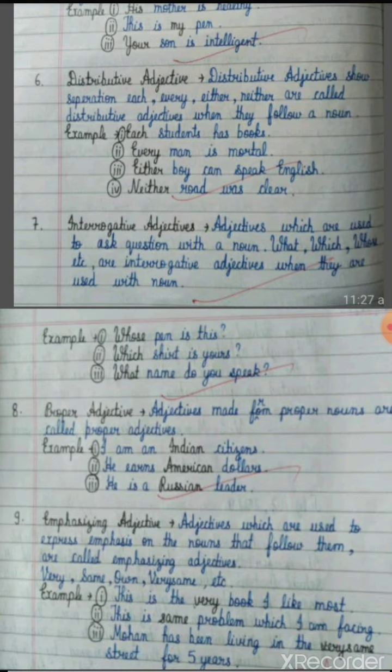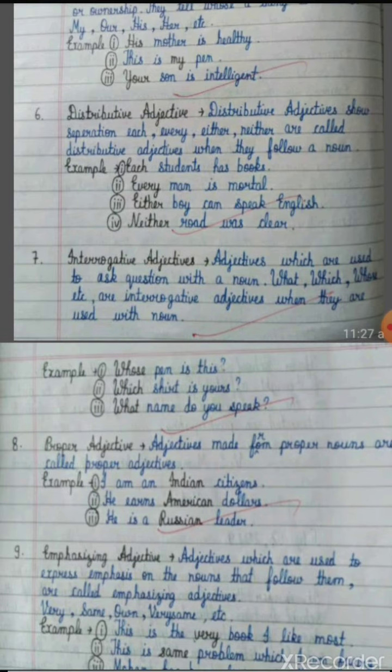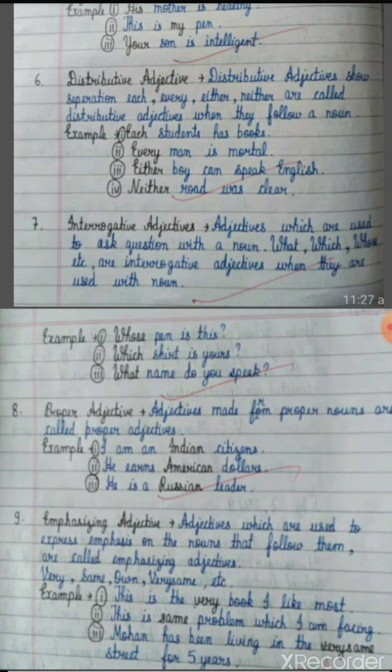Every man is mortal. So every man is mortal. Here it also shows the separation. How many men are immortal? So here it also tells us that every person, every human being, every man is mortal. Either boy can speak English.